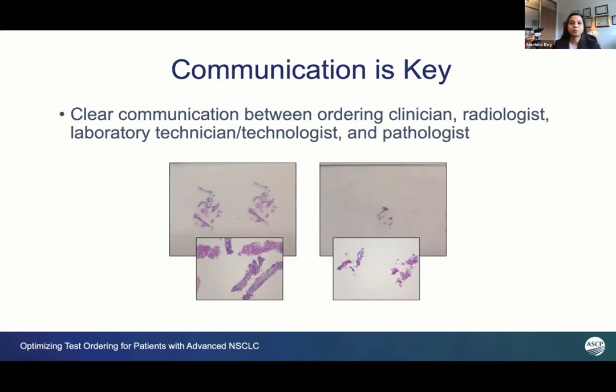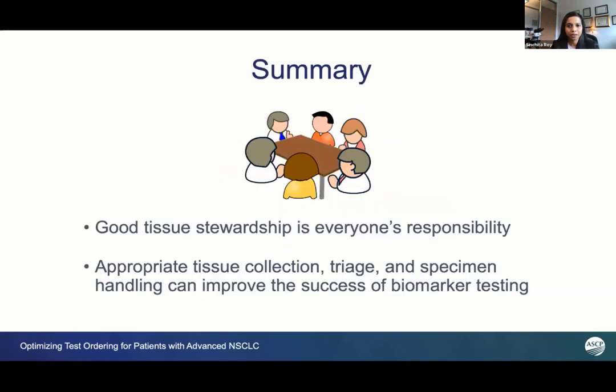I started out with talking about that perfect world. We need to simulate that perfect world every single time so we're able to provide the information that's needed to treat the patient. So in summary, I just wanted to emphasize that good tissue stewardship is everyone's responsibility. We need to come together as a team and ensure that we're collecting an adequate tissue, it's processed the right way, and we can improve the success of biomarker testing if we handle that tissue appropriately.